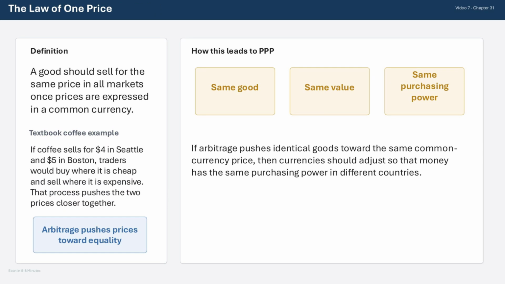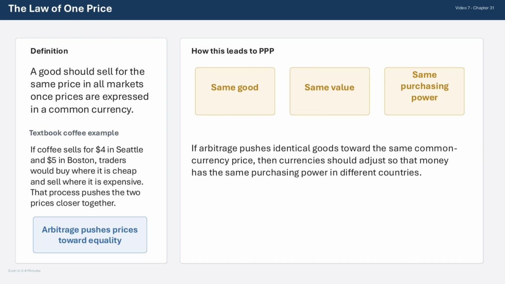PPP begins with a very simple idea called the law of one price. The law of one price says that the same good should sell for the same price in different places, once we account for the exchange rate. Why? Because if the same good were much cheaper in one place than in another, people would have an incentive to buy it where it is cheap and sell it where it is expensive. That is the basic arbitrage story.